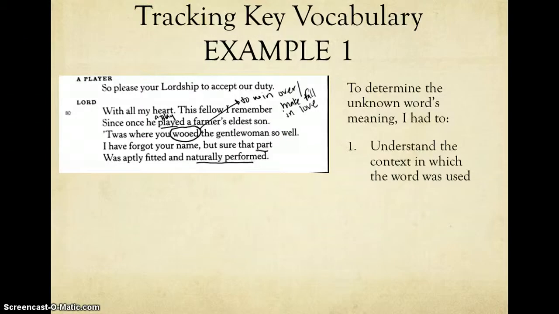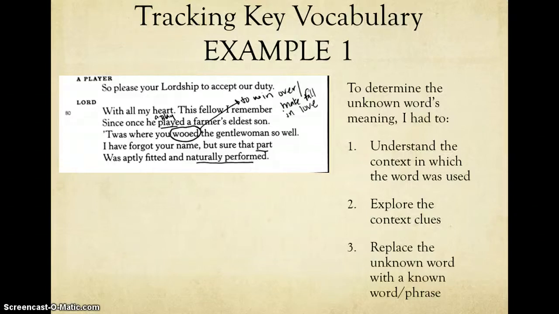First, I had to understand the context in which the word was used, who's talking to whom and about what, which I showed you I do understand. The second is I had to explore the context clues, and you see that I underlined some words: played, part, naturally performed. These words lead me to understand that the Lord's addressing an actor, so the player is actually just an actor, and they're talking about a play in which the actor took on the role of a farmer's eldest son. Because of this, I started thinking, well, what are most plays about? And it leads me to think about love, which in turn leads me to the definition I came up with for my unknown word, which is to win over or to make fall in love with.